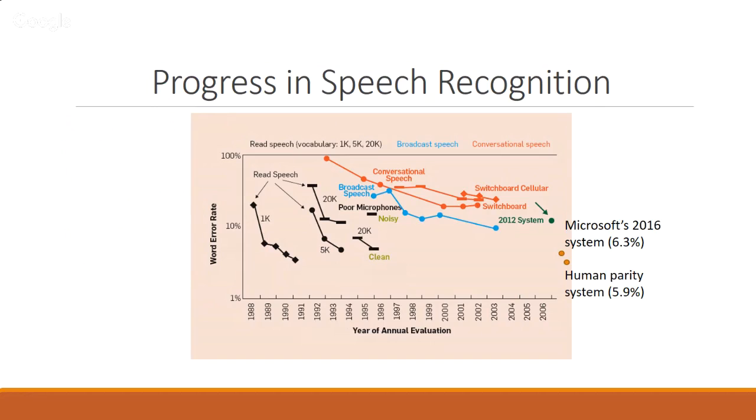So let's look at the left-hand side, the black colored lines. The black colored lines are read speech. That's when someone is reading and you're trying to recognize that speech. And you can imagine intuitively that when someone is reading, they're reading much more carefully. They're articulating their words much more carefully.